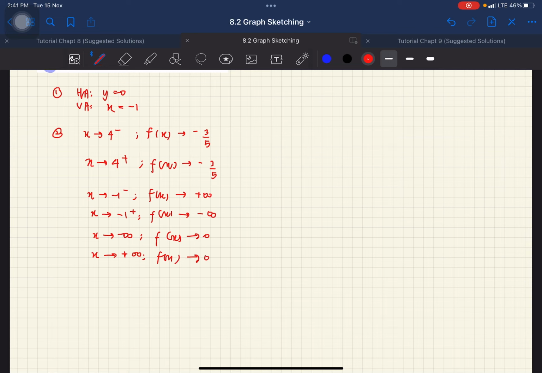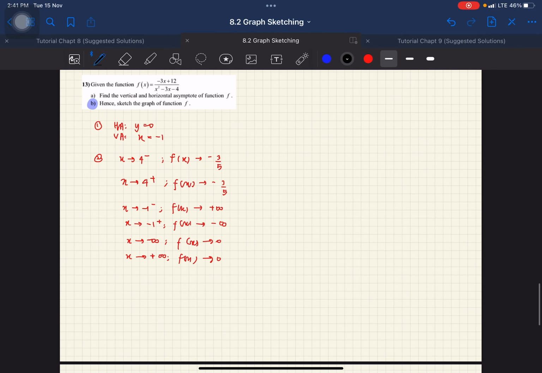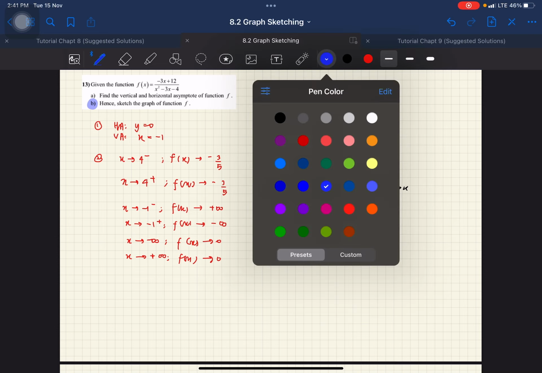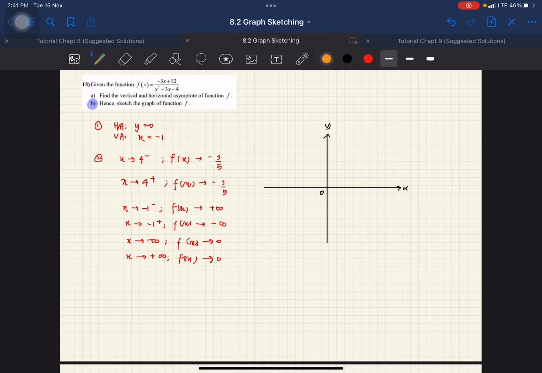Okay, so now let's sketch the graph. Okay, like this, and like this. This is x, this is y, this is 0. Okay, so our horizontal asymptote is y equals 0, so tak perlu nak label. So now we have the vertical asymptote x equals -1. So x equals -1 maksudnya dekat belah kiri ni lah, dekat sini. Okay, so label dekat situ x equals -1.